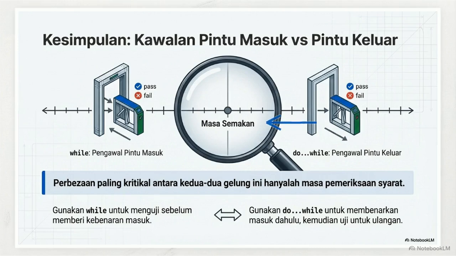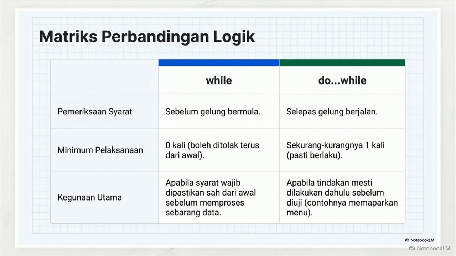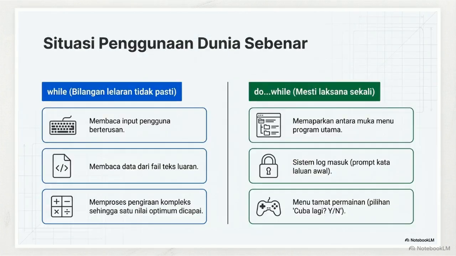This comparison matrix shows how that timing directly dictates the minimum executions. An entrance guard allows for 0 executions, while an exit guard guarantees at least 1. This chart maps out exactly why different digital tasks require different loops. You use an entrance guard for reading unknown data, and an exit guard for displaying mandatory menus.